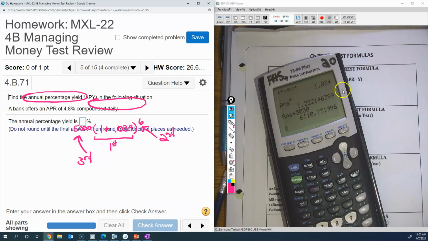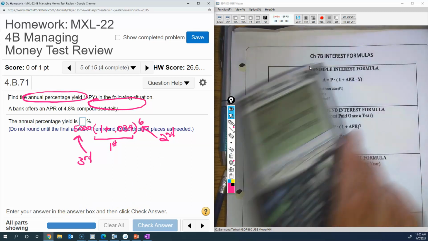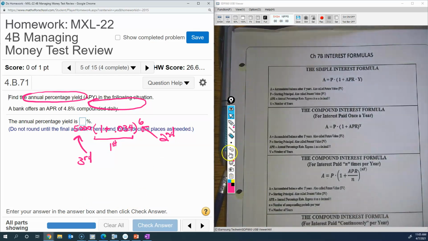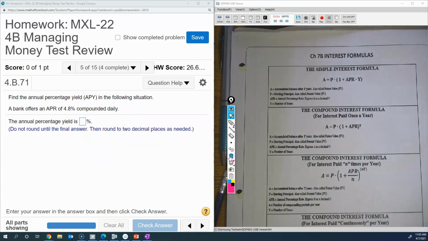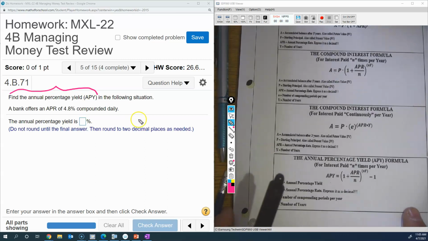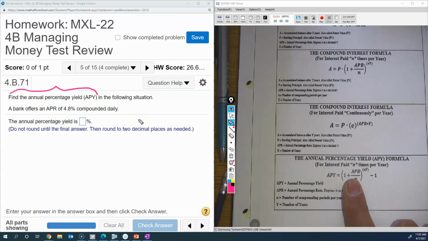Okay, so we've done the first formula, we've done the second formula, and now the next one is being compounded. Oh no, this is an APY. All right, almost missed that. So what is the annual percentage yield? Find the annual percentage yield. So that's this very last formula down here that I'm pointing at.